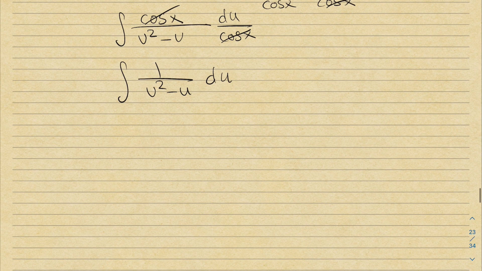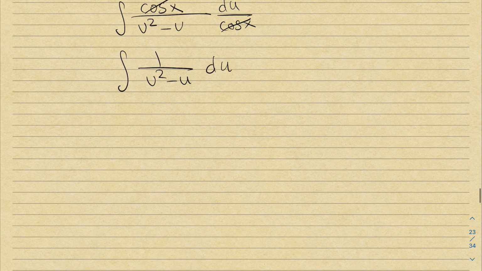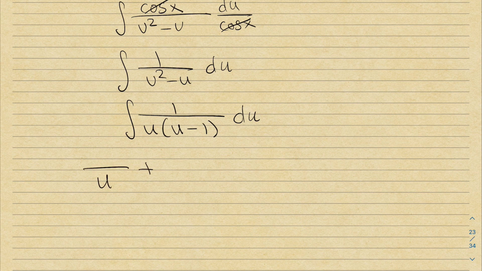Now we need to do partial fractions. So you factor out the denominator as much as you can. So we have u times u minus 1. Now let's set out the partial fraction. So we're going to separate the multiplication by addition. Now we're going to put A on top and then B on the second one.